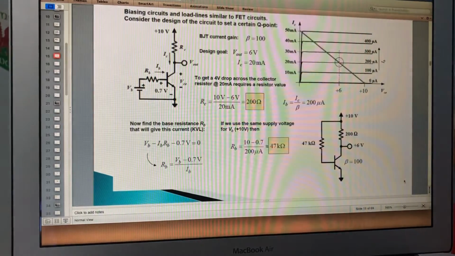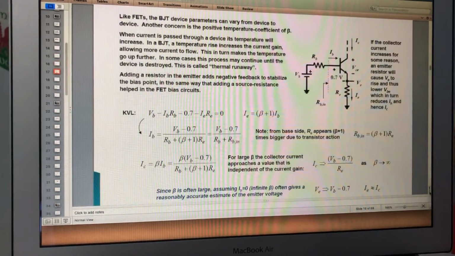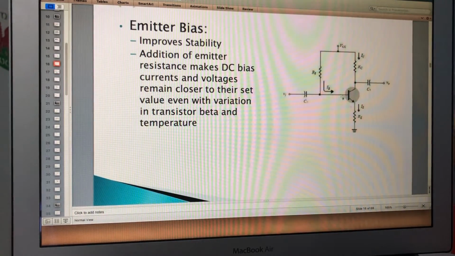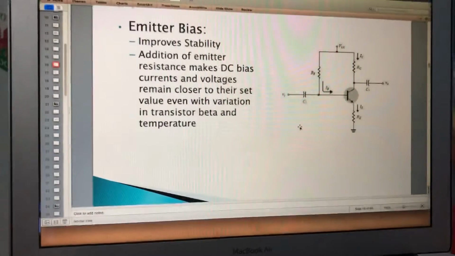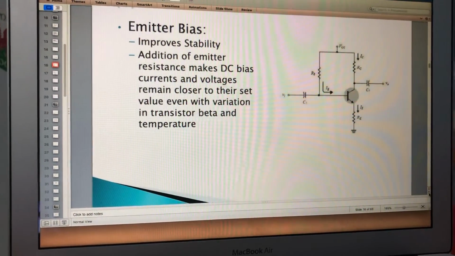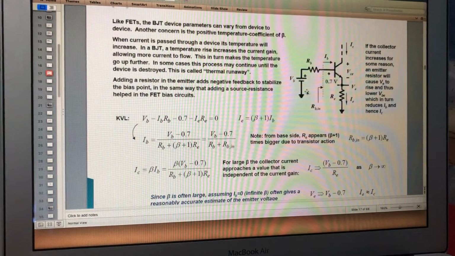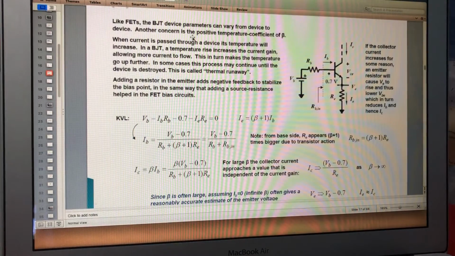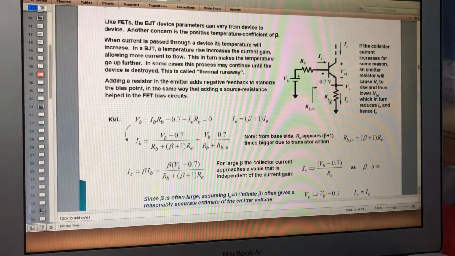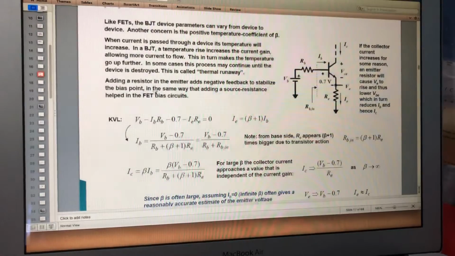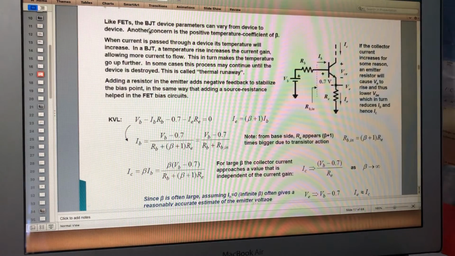Alright, next. This is another topology, emitter bias DC biasing. So this is the analysis. Like FETs, BJT parameters can vary from device to device. This is the reason we want to have this RE, the emitter resistor, at the emitter here, because of the variation. You can read this one, and maybe I can just read it.